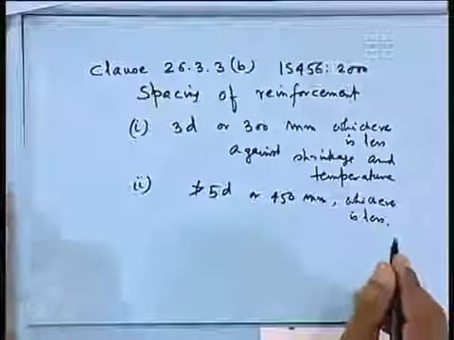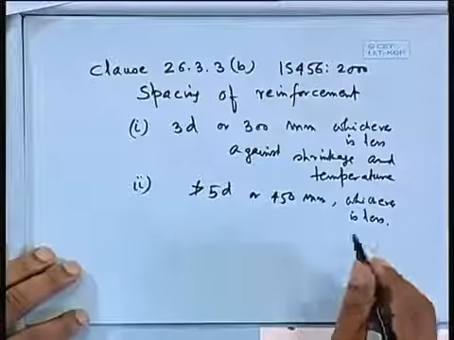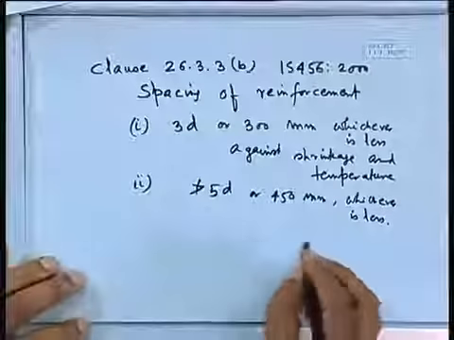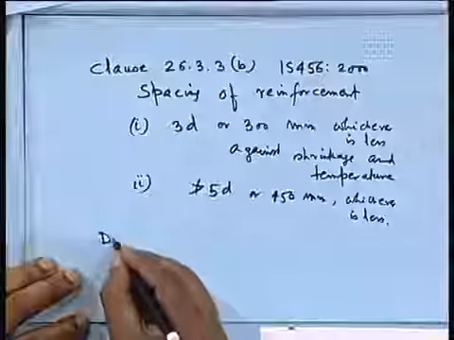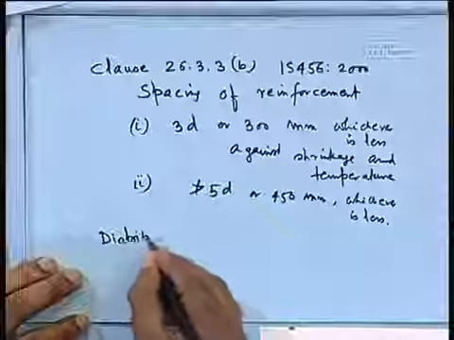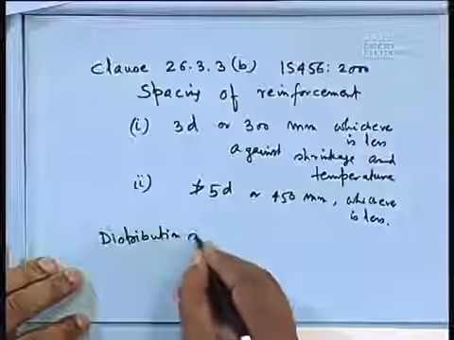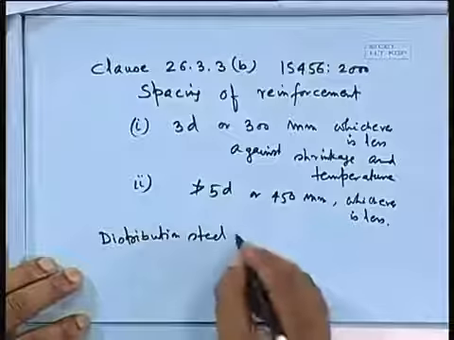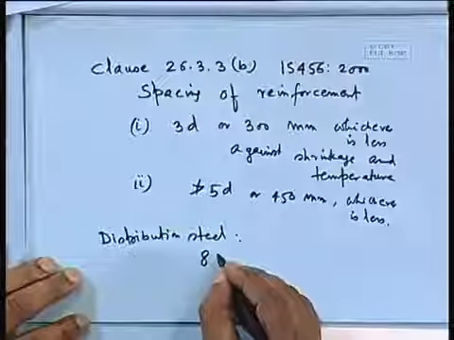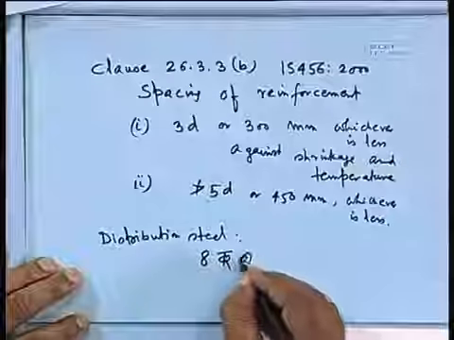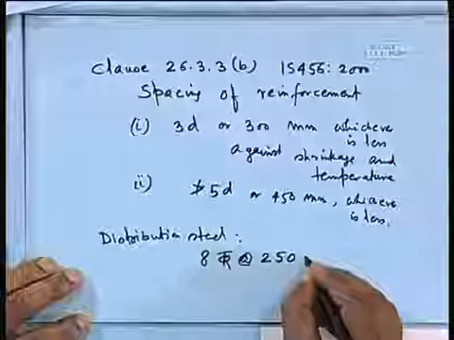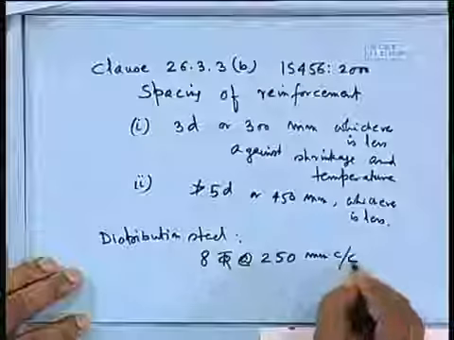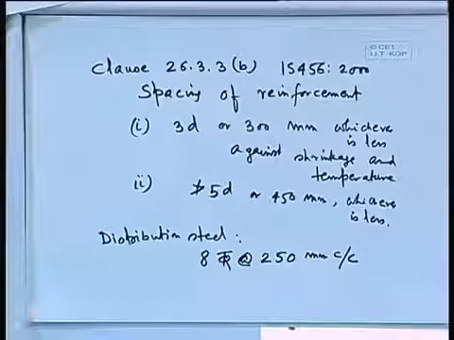In our case it is coming 260 millimeter center to center, which is less than these values, so we can provide that distribution steel, that is 8 torr at the rate of, let us provide 250 millimeter center to center. So, we can provide 8 torr at the rate of 250 millimeter center to center.